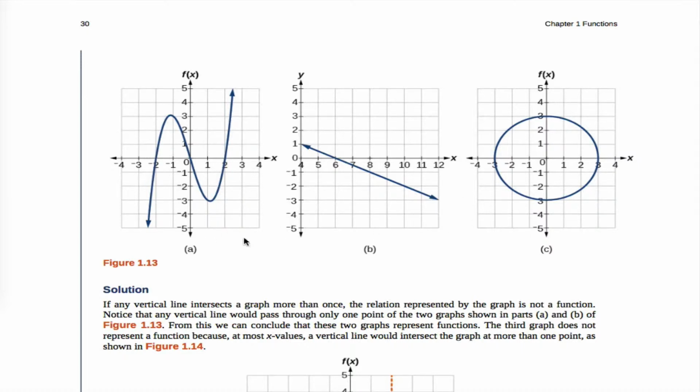And so I got three graphs here, A, B, and C. Note that for C, I can draw a vertical line, there's one of them, that intersects my graph in more than one spot. So I would say this is not a function. However, these two are functions. And the reason why is any vertical line you draw here, it doesn't matter where you draw it, is going to intersect this graph in exactly one spot. Same idea here.